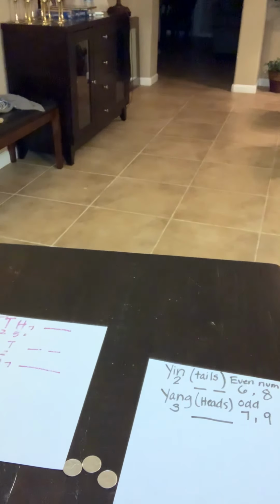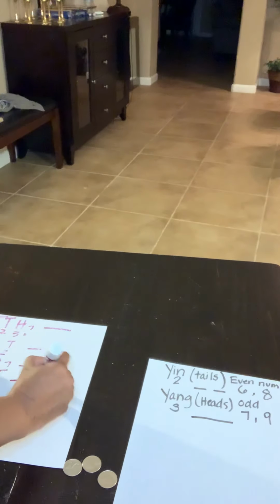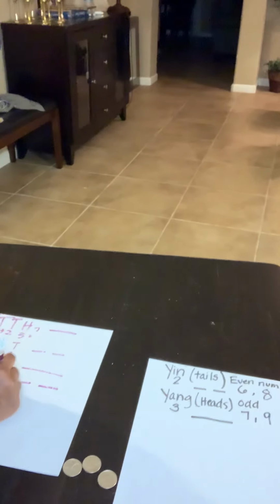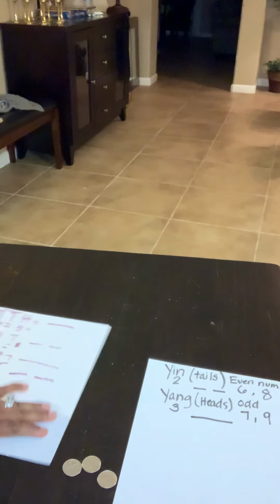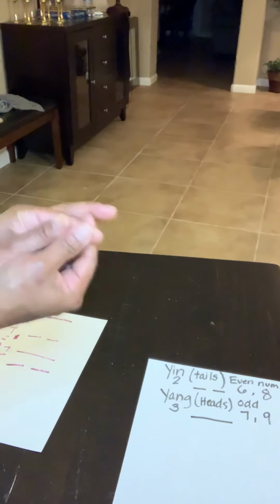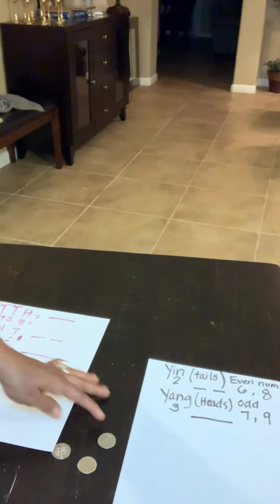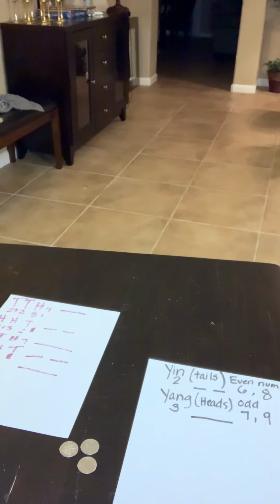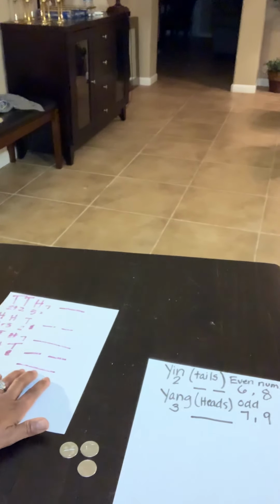Now we have 2 heads and a tail again. And we know that is going to give us a broken line as well, because 2 heads and a tail is 3 plus 3 plus 2, which is 8. All right, almost there. Now we have 2 tails and a head again, which gives us, wow, a really strong pattern here, another solid line.